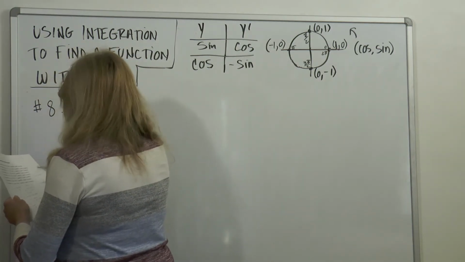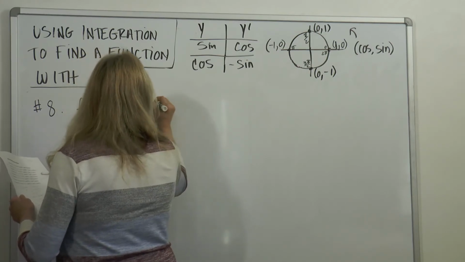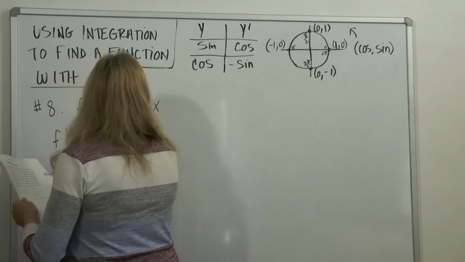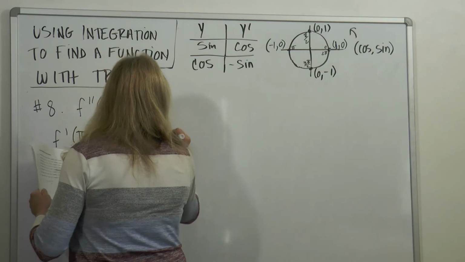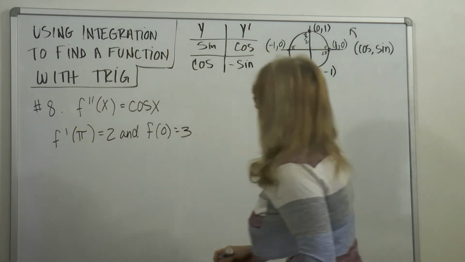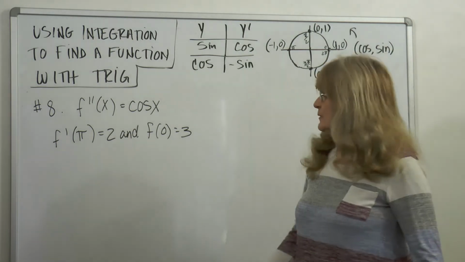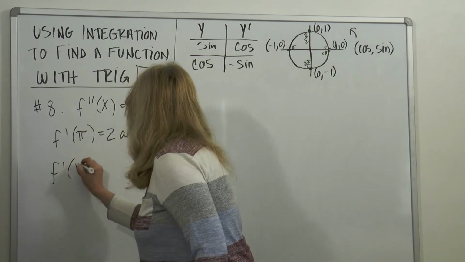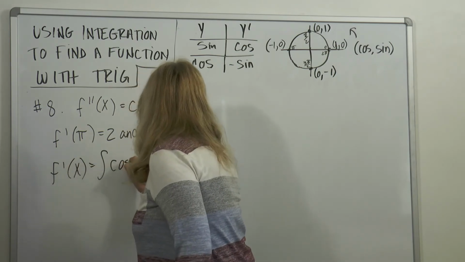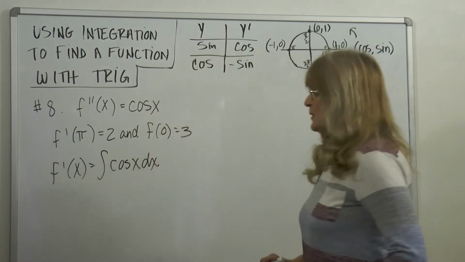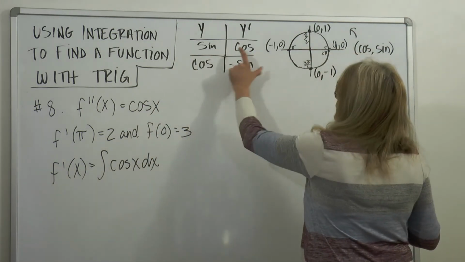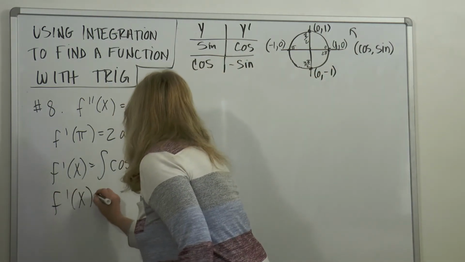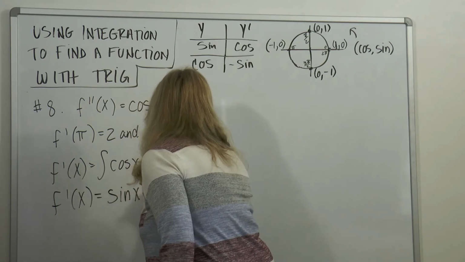Okay, so f double prime of x in this case is cosine of x. And f prime of pi equals 2, and f of 0 equals 3. Okay, so just step down. So to get f prime, I'm going to integrate this. Go up here and say, okay, the integral of cosine is sine. So f prime of x is just the sine of x plus c.